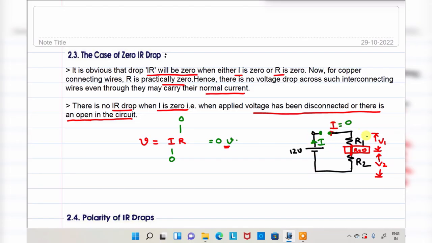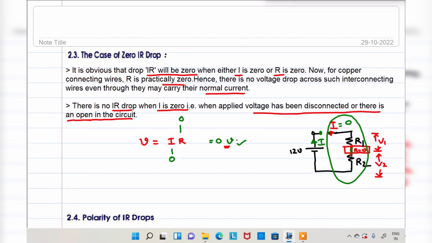Whenever this battery is not connected directly to the component, what is the voltage drop now? Here current is 0, right? Current is 0. What about voltage drop? It is 0. That is the second point. Even though the supplied battery, the supplied voltage, is not connected to the circuit, in that case also IR drop is equal to 0. So under these conditions IR drop is 0.